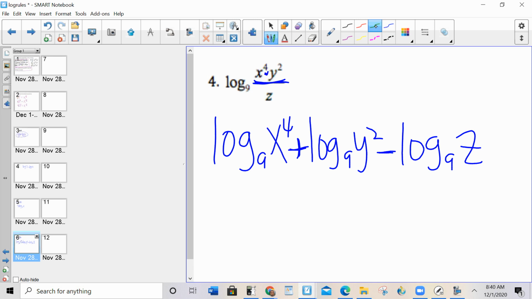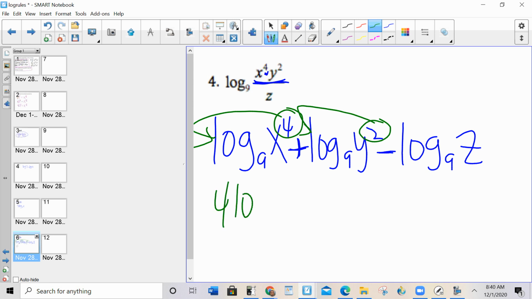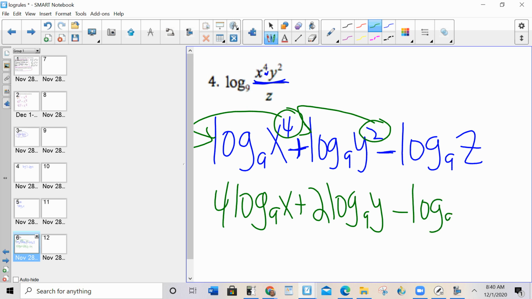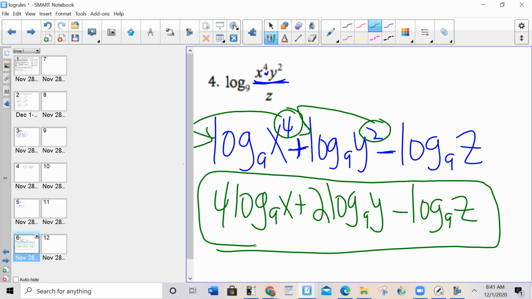Now I'm going to apply my power rule. My power, or my exponent, comes in front. There is no exponent in the last term, so I'm not going to do anything with that. So it becomes 4 log base 9 of x plus 2 log base 9 of y minus log base 9 of z. And that's it.